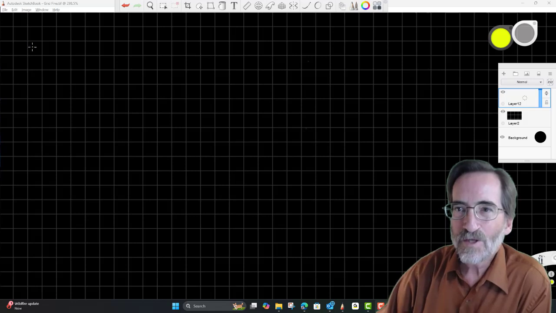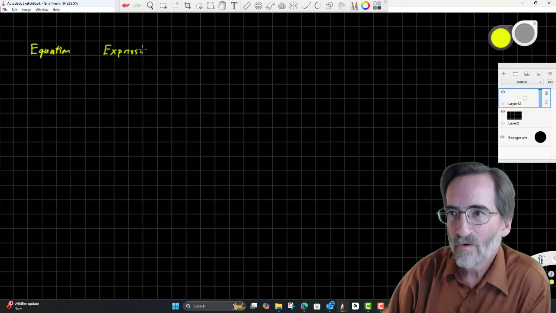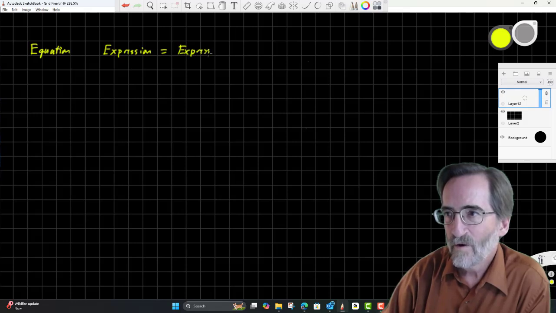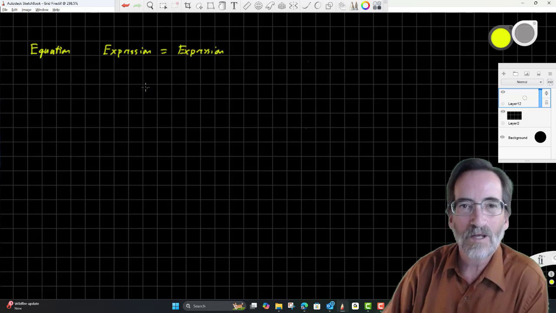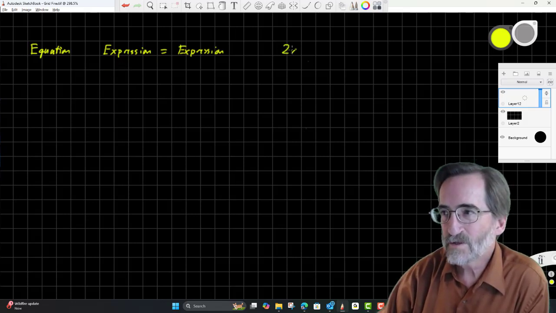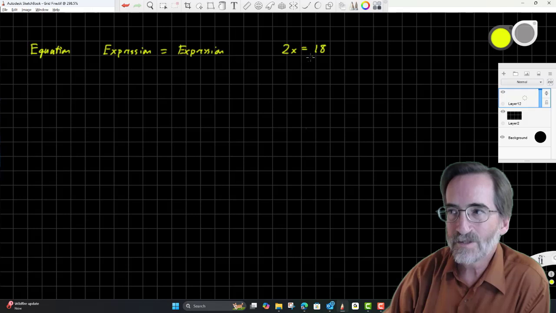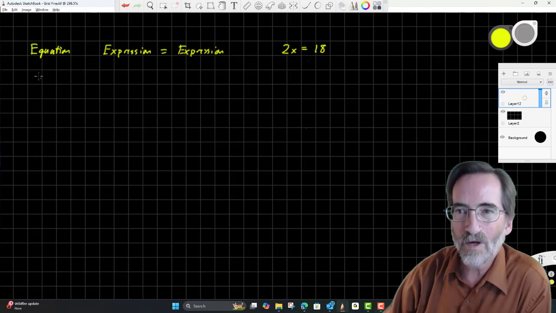Okay. First thing we have is something called an equation. It's where you have an expression equaling another expression. So an equation, sometimes called an algebraic sentence, has to have an equal sign. Example, 2x equals 18. 2x is an algebraic expression, 18 is an algebraic expression. They're equivalent, they're an equation. Equations are made up of algebraic expressions.